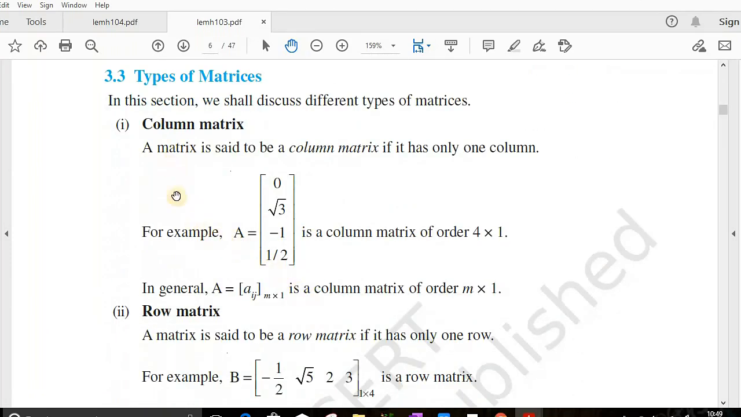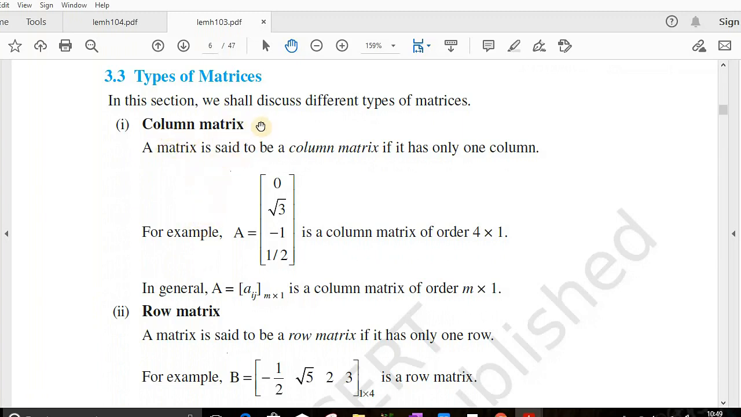Okay, next we have some types of matrices which are very important. Do you have any problem, anything you want to ask? No sir. Hi sir. Okay, we'll see in the exercise.